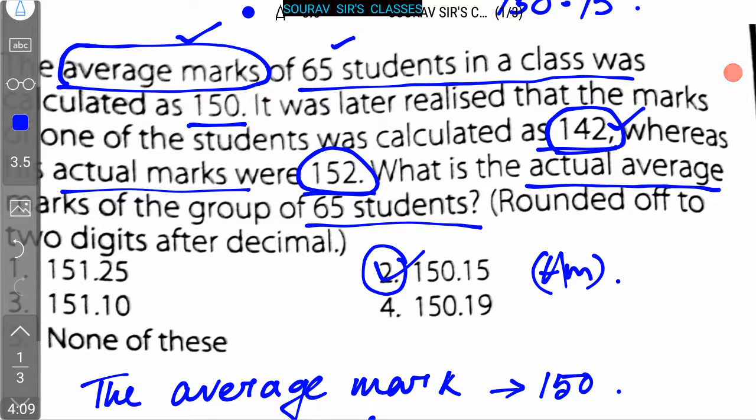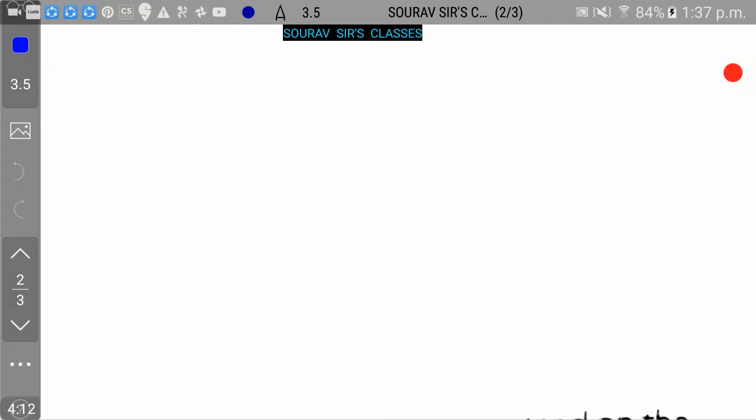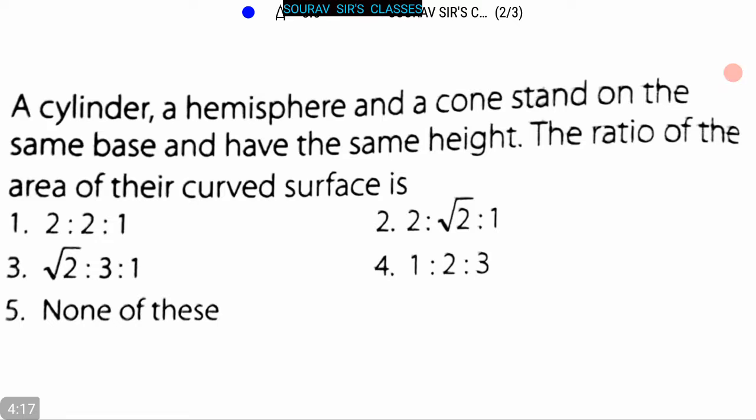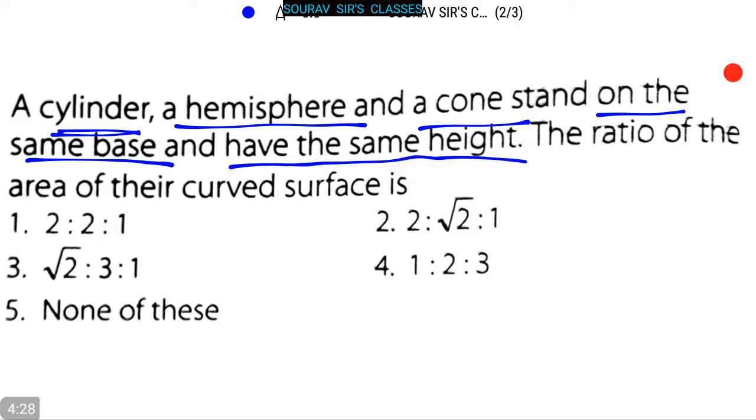Now let's go to our next question. Okay, so here is our next question. The question is a cylinder, a hemisphere and a cone stand on the same base and have the same height. So the height of the cylinder, hemisphere and the cone is equal. Now we have to find out the ratio of the area of their curved surface, and here again 5 options are given. So now let's start.